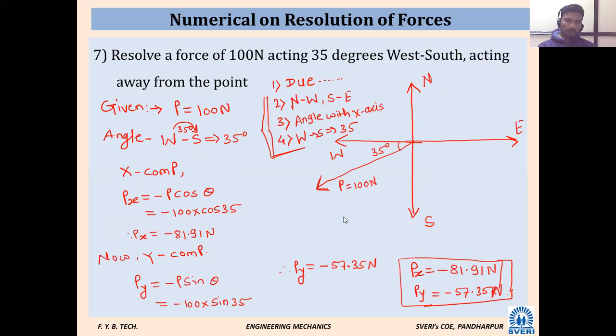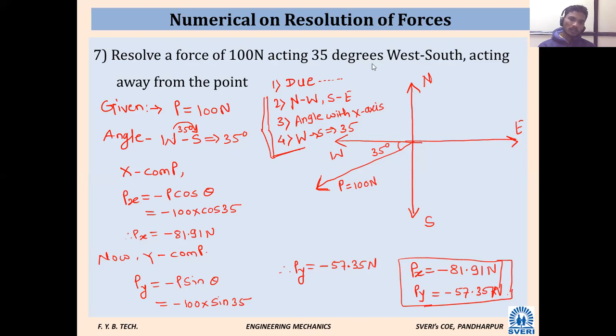Next one. What was there in this? Resolve the force of 100 Newton acting at how many degrees? 35 degrees. From where to where? West to south. Acting towards or away from the point? Away from the point.